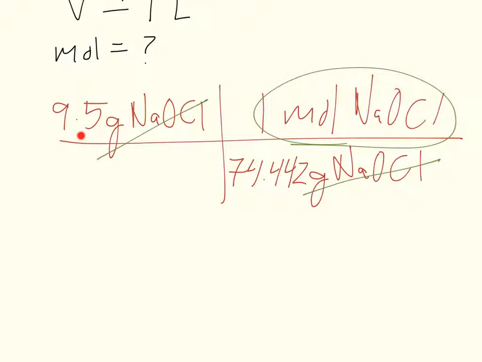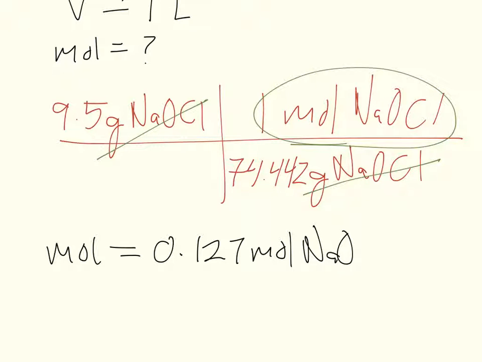So now I'm going to simply take my 9.5, multiply by 1, divide by 74.442, or essentially divide 9.5 by 74.442, and I get that my moles are what? 0.127 moles of NaOCl. So now I know my number of moles. My number of moles is known to me.